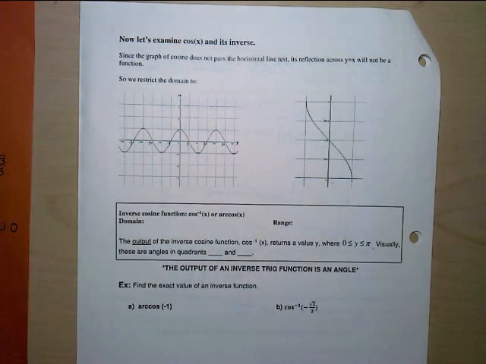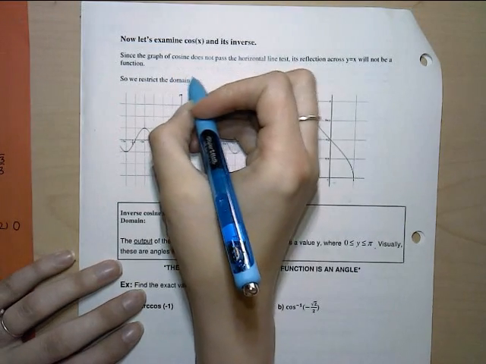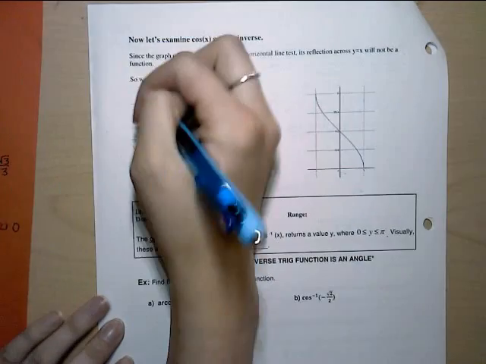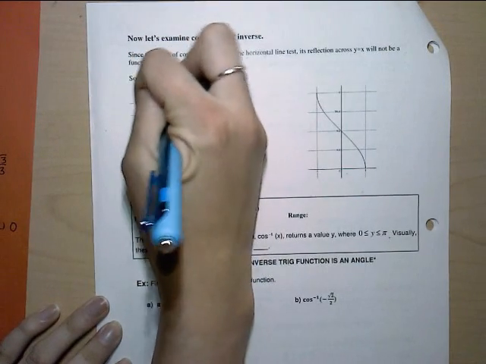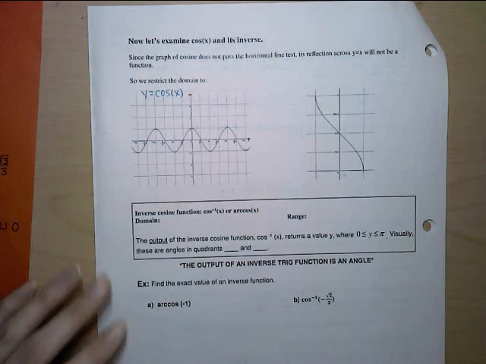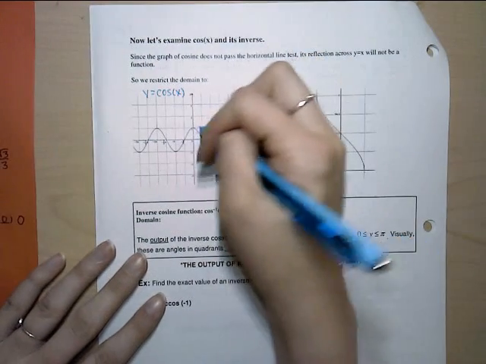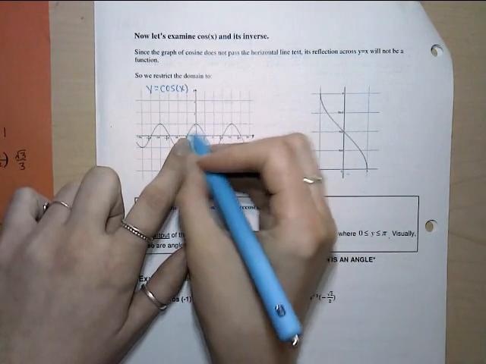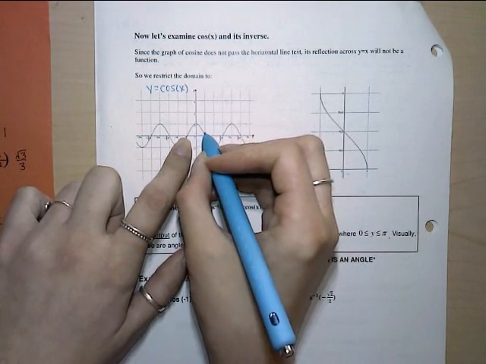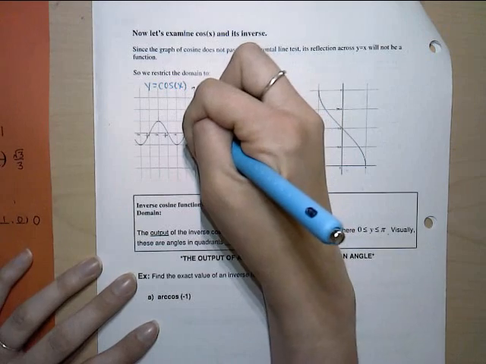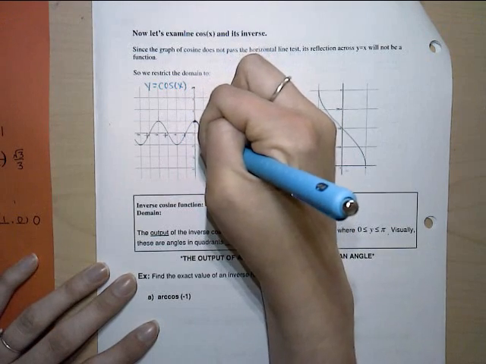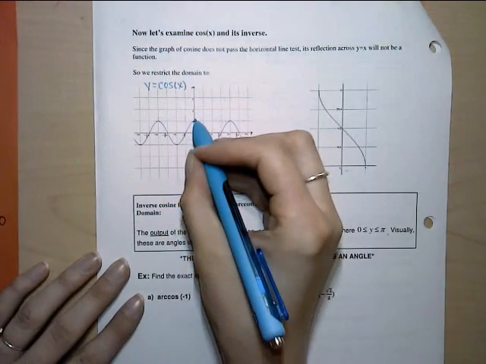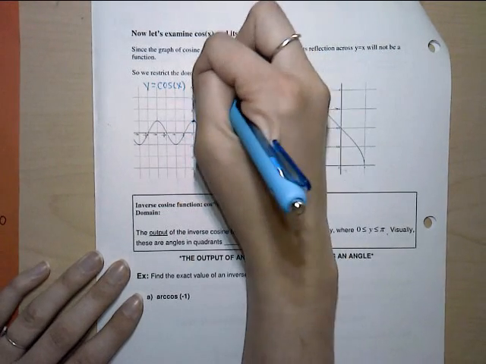Okay, so we're going to restrict the domain of this one. It's going to be a little bit different. Let's label our graph cosine of x. We're going to restrict the domain to, instead of negative pi over 2 to pi over 2, that's not going to work for this one because that will still fail the horizontal line test. So instead for cosine, we choose here to here. So that is 0 to pi.